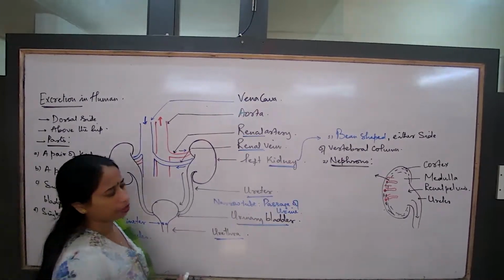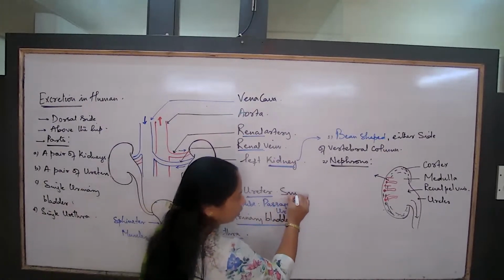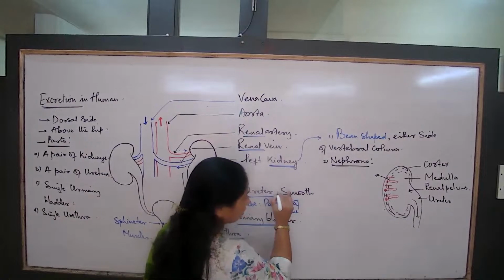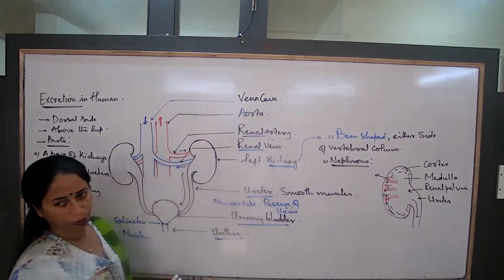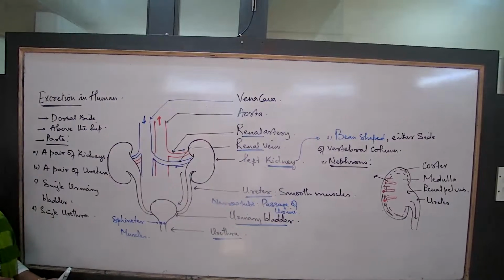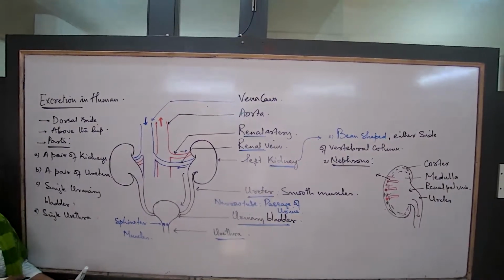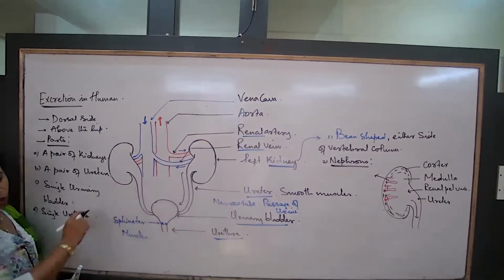What is this ureter made up of? The ureter is made up of smooth muscles. It can undergo the process of contraction, relaxation as per the need of the body, involuntary muscles. So that is about the ureter.